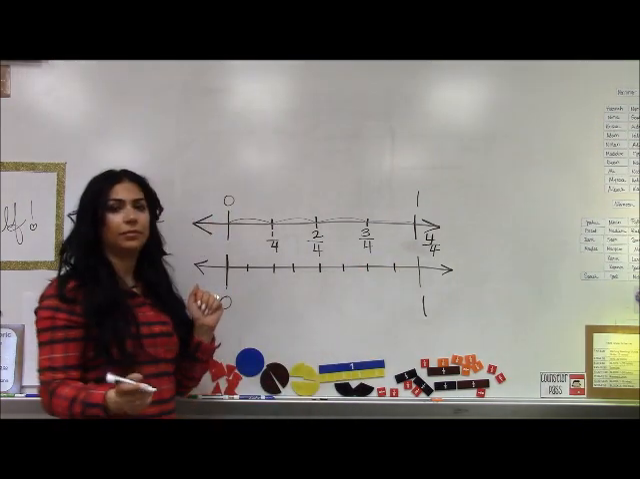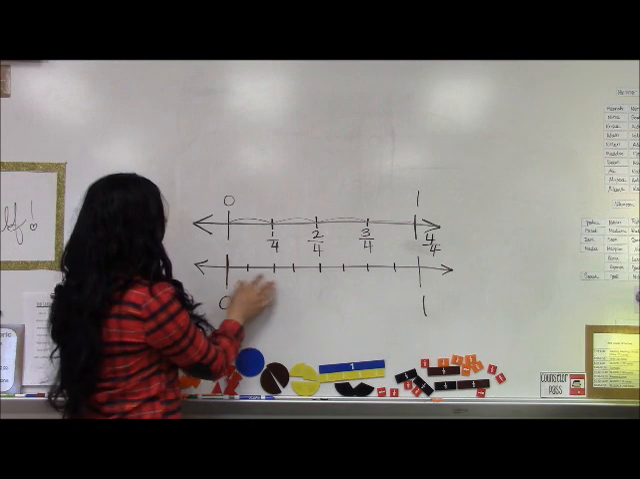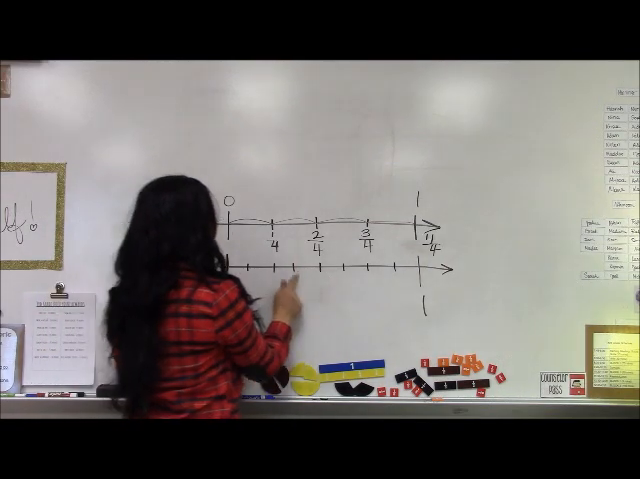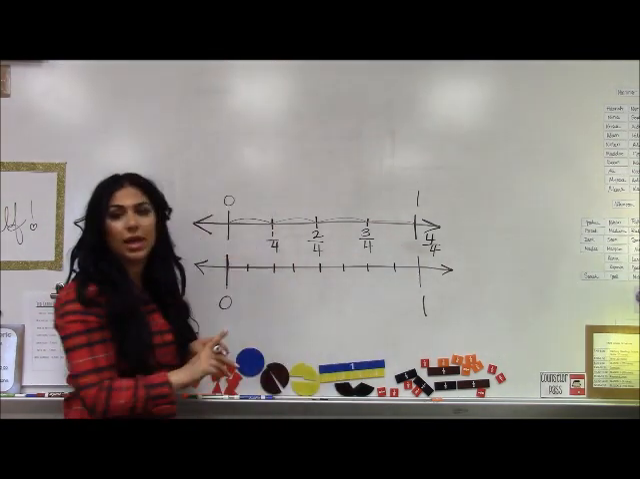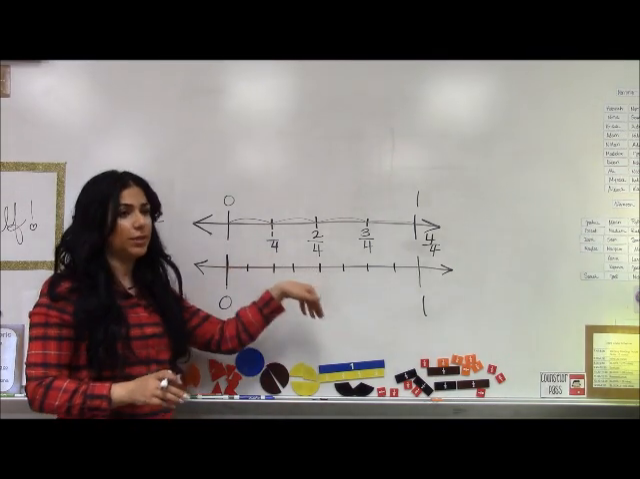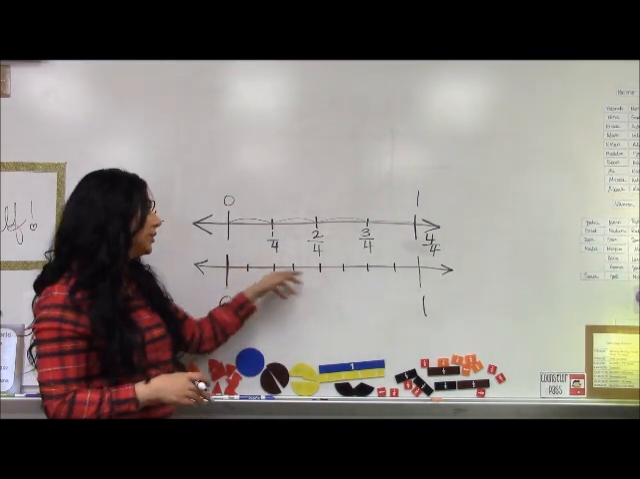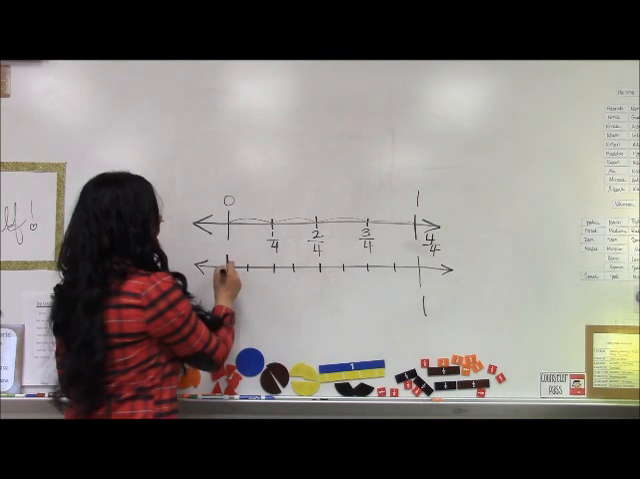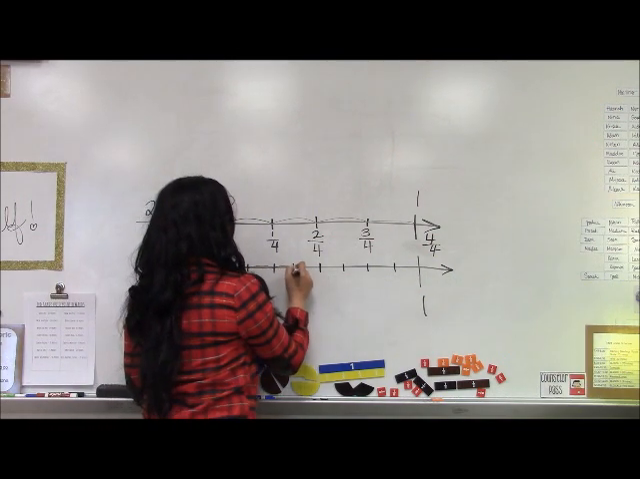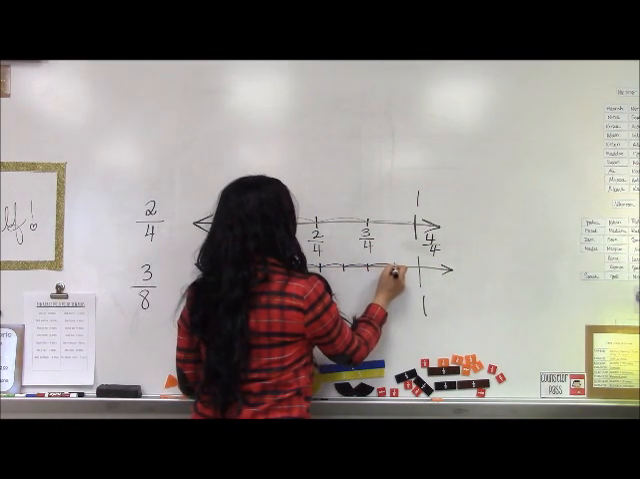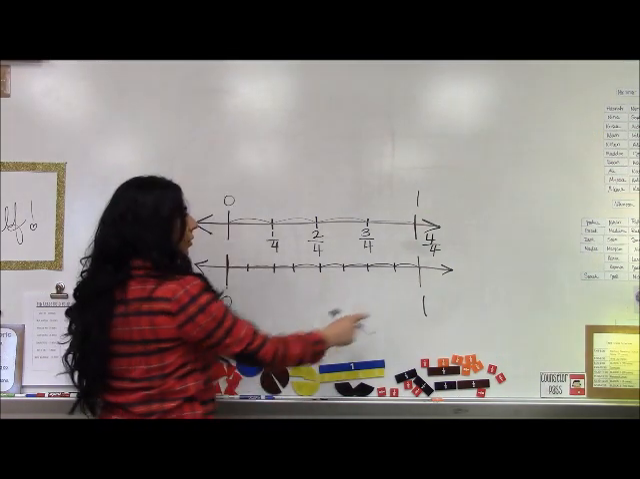Do you guys see that? Yes. Okay, I'm actually going to count the hash marks just to make sure. 1, 2, 3, 4, 5, 6, 7. Do you see that? You only need 7 to make 8 spaces, so make sure that you're not counting your marks and you're just counting the spaces. Okay, so I know that my denominator is going to be 8 because I have 8 spaces between 0 and 1.